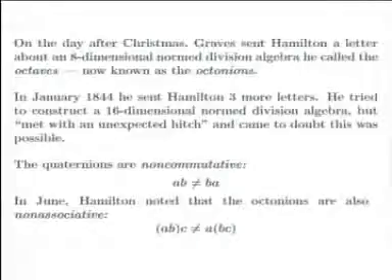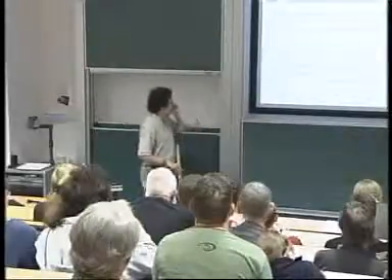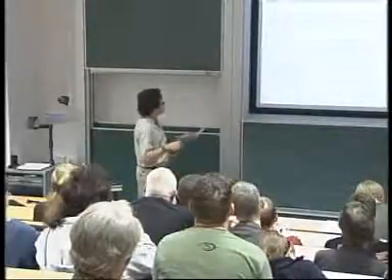And in January 1844, he sent Hamilton 3 more letters about these octaves. And it's very interesting that he tried to construct a 16-dimensional norm division algebra, because in fact there is a certain way to construct these algebras where each time you do a systematic process that doubles the dimension. And that's usually attributed to Cayley, but obviously Graves had some inkling of that. So he tried to construct a 16-dimensional norm division algebra, but he met with an unexpected hitch and came to doubt that it was possible.